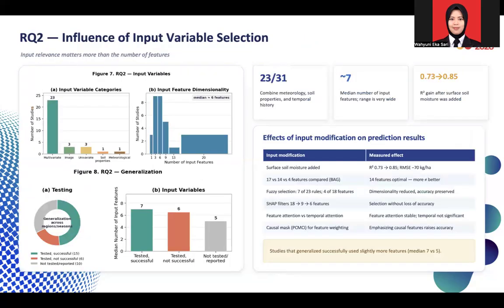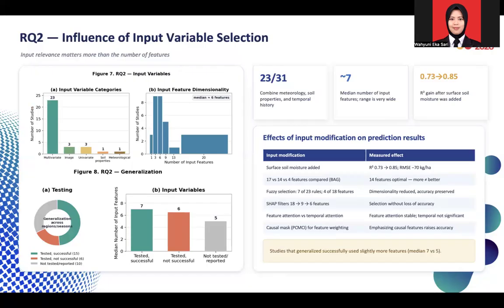And how about research question two? The second research question is about input variables, and the headline is simple. Relevance matters more than quantity. 23 of 31 studies combine three families of inputs: meteorology, soil properties, and temporal history. The median is around 7 features.